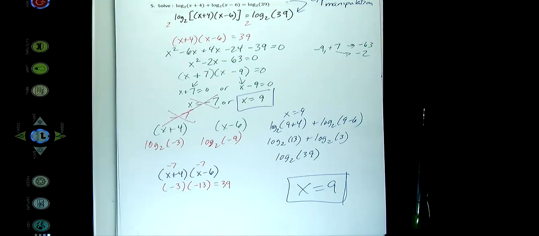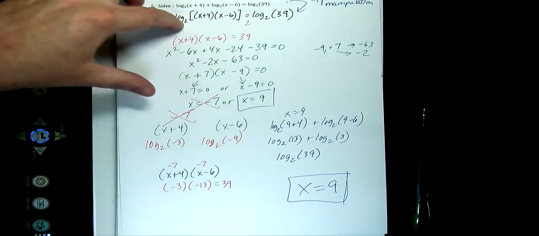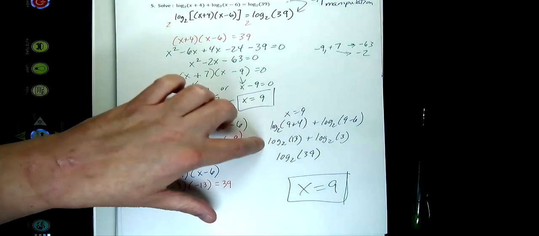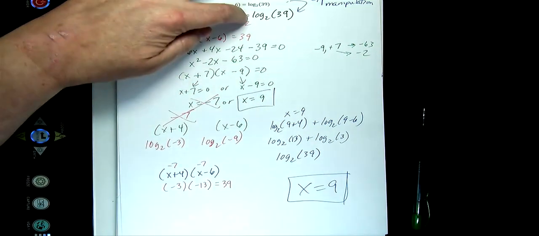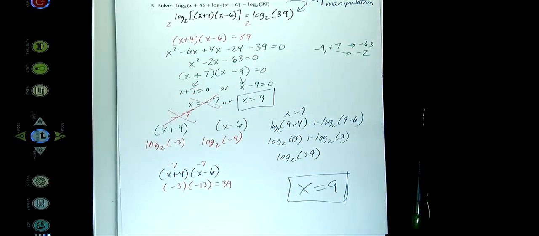On where it says x equals 9 and you do the whole log base 2, you get log base 2 of 13 plus log base 2 of 3. The reason why those equal 39 is you can multiply them. I did the same way I put them together up here. You could stick this in a calculator, and when you add them up and then do log base 2 of 39, you should get the same decimal answers on both sides.